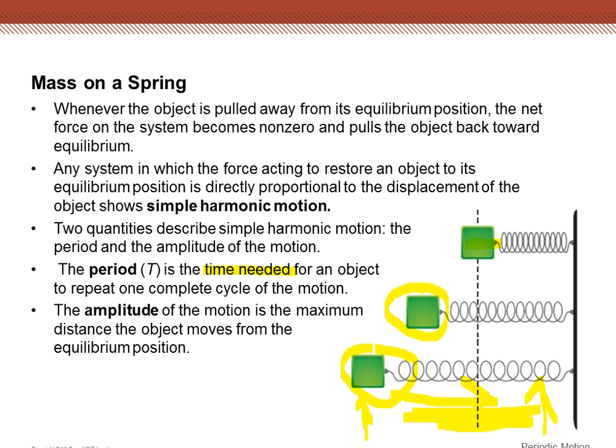The amplitude of the motion is the maximum distance the object moves from the equilibrium position. So this distance right here from the equilibrium position gives us the amplitude. So we notice that the spring in step 2 here has a smaller amplitude than the one in step 3.